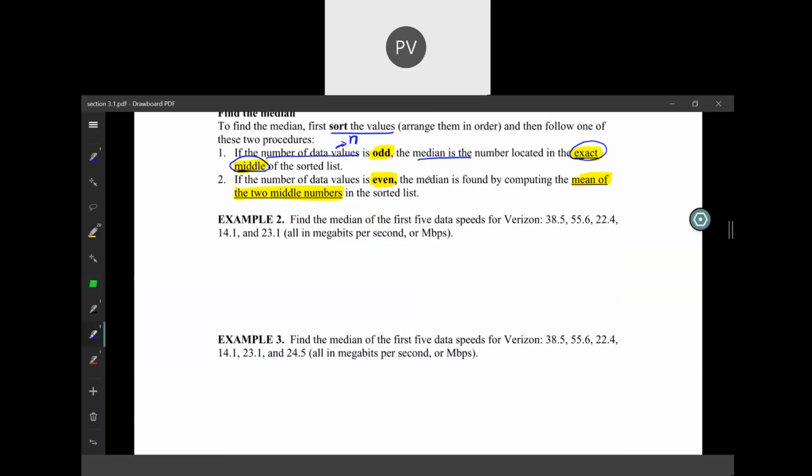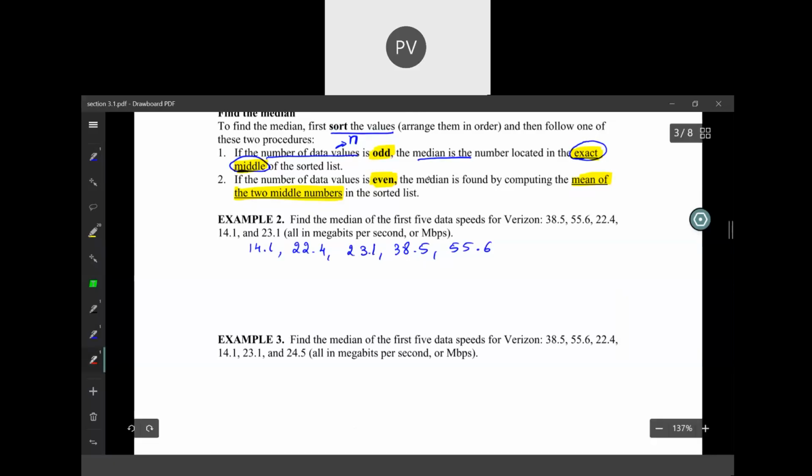Find the median of the first 5 data sets for Verizon. Now remember, what did I tell you? The first step is to sort the data in ascending order. Let me write the values: 14.1, 22.4, 23.1, 38.5, 55.6. Now tell me what is the median.